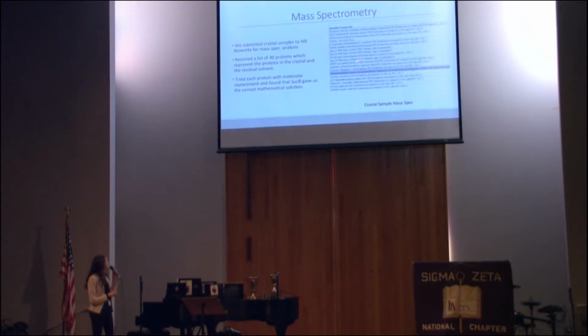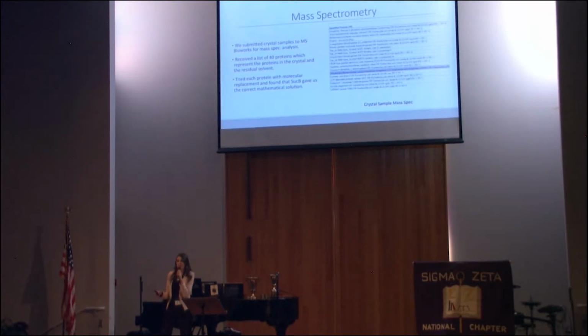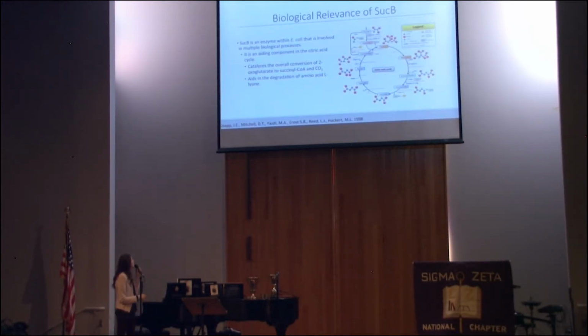And so we came to this one, which is SucB, and this gave us the correct mathematical solution for our protein structure. We were able to get the electron density from that, and I'll show you that picture in a minute, it's super cool. But now to find out what even is SucB, we didn't know. So we did some research, and SucB is an enzyme in E. coli, and it's involved in multiple biological processes. But the main one to hone in on is the Krebs cycle, or the citric acid cycle.